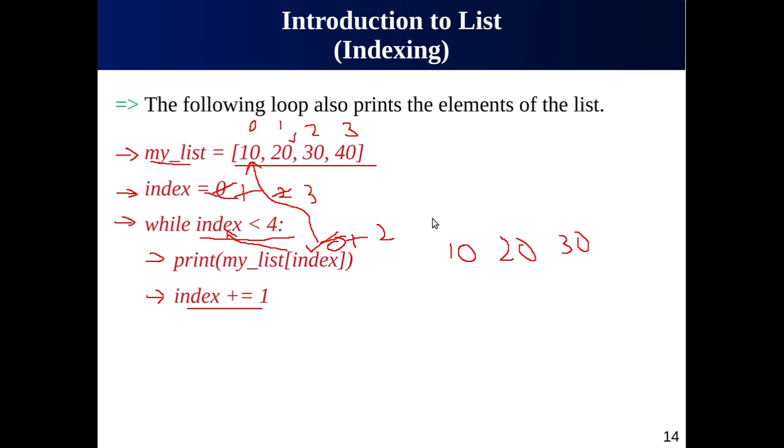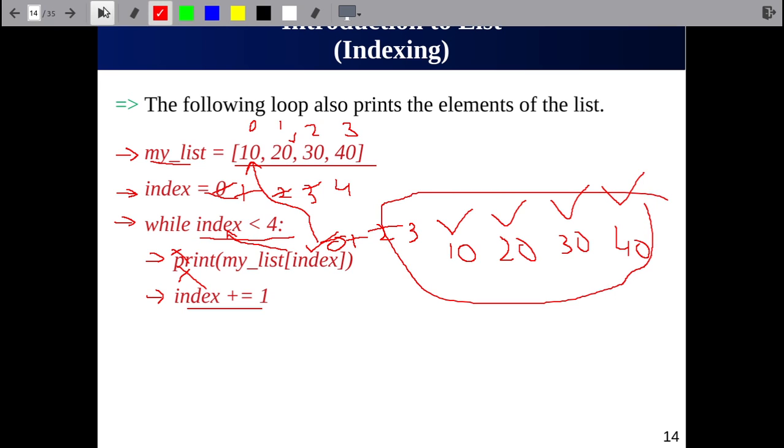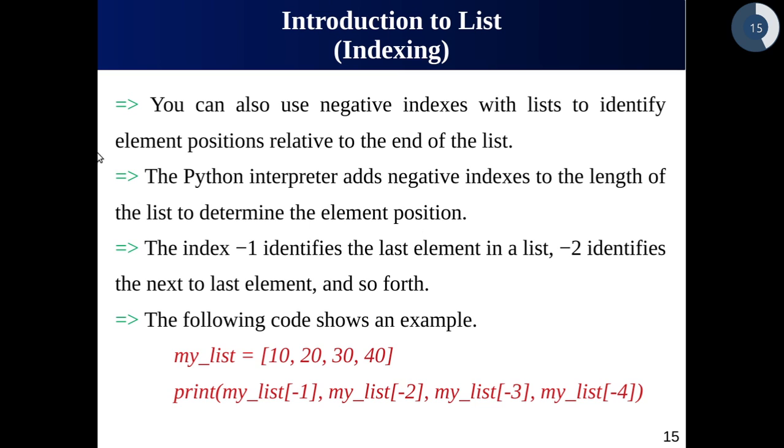Print my list. Now the value is 3. What is the value stored at the third location of my list? The value here is 40. It will display 40. Again, increment the value. Now the new value of index is 4. 4 is less than 4? Condition is false. So this statement will not be executed. And the output of this program is like this. So you can also display the values of the list by using a for or while loop.